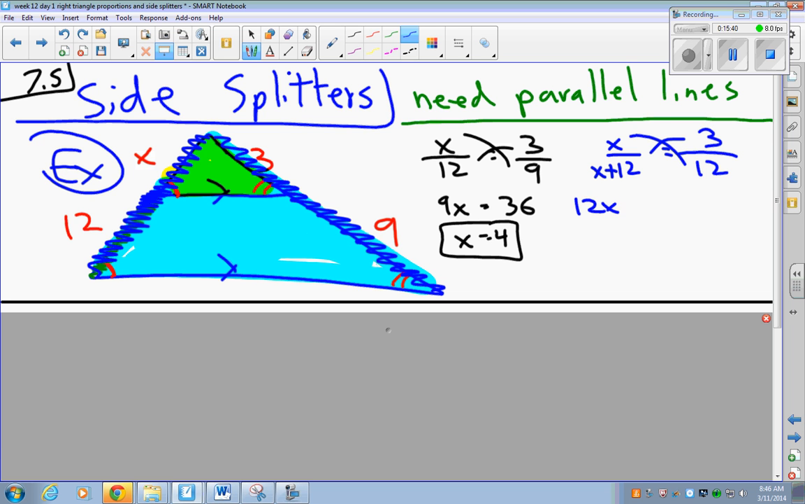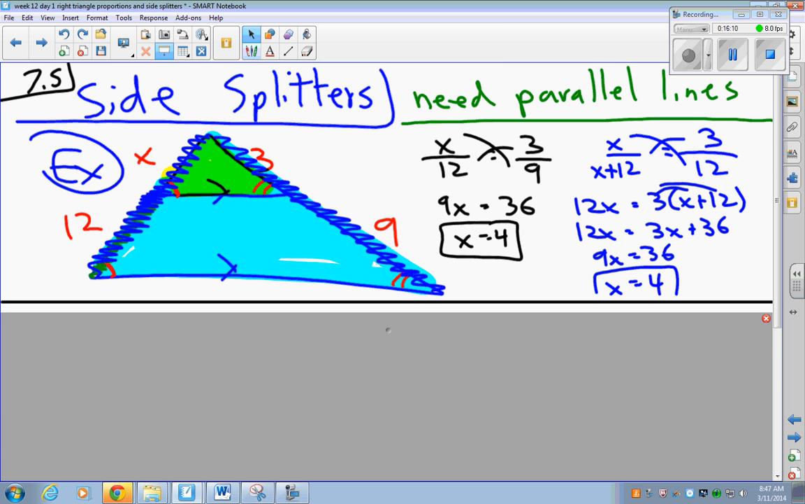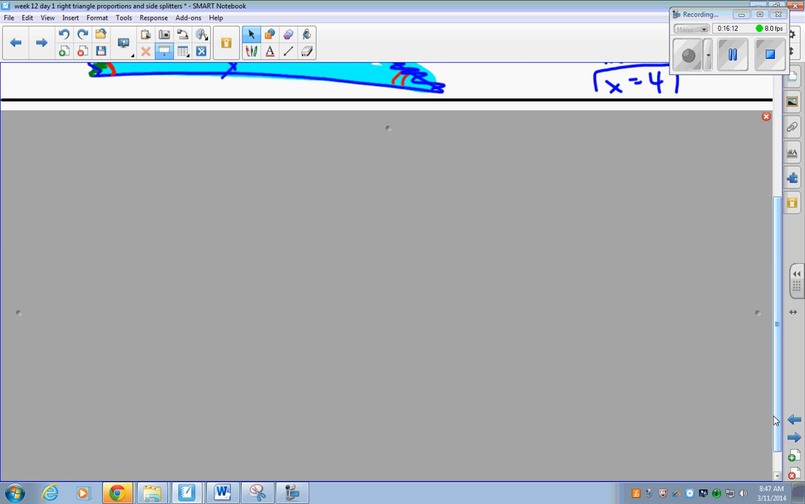Okay? If I solve the blue one, I want to show you that it's going to be the same. I got 12x equals 3x plus 12s. 12x equals, remember to distribute, 3x plus 36. 9x equals 36. X equals 4. Which guy had less work? The blue version or the black version? I think the black one. So what's nice is you can do a little piece over a little piece equals a little piece over a little piece.